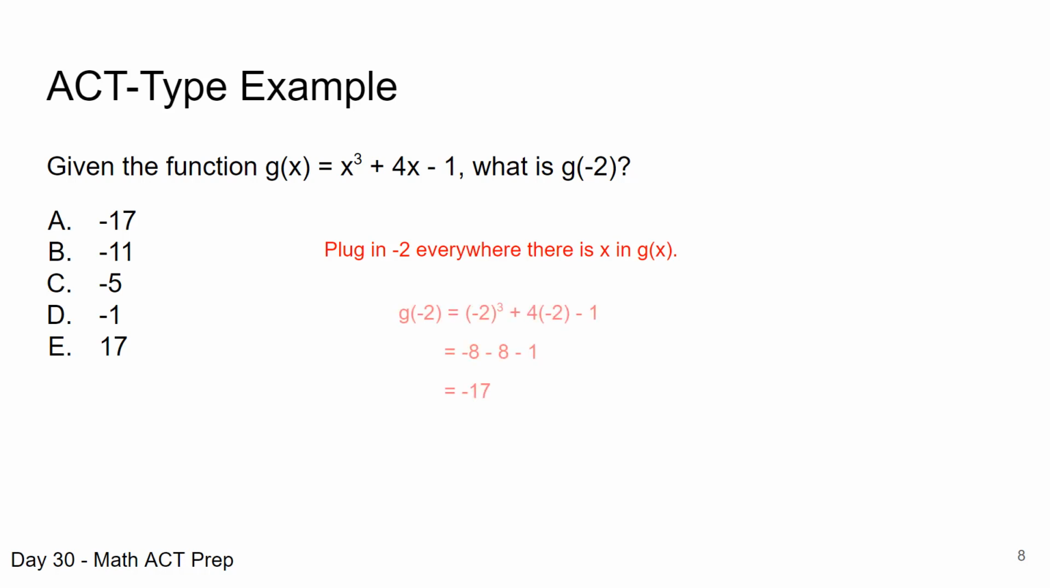And when we do that, we watch our raising our negative 2 to the third power, we pay attention to our negative signs, and we're going to get a value of g of negative 2 is equal to negative 17, which is answer choice A.